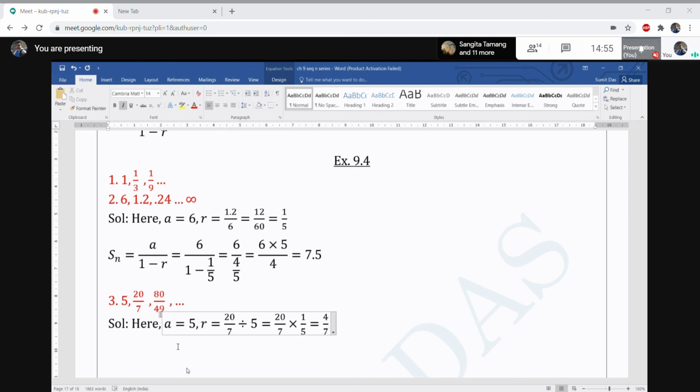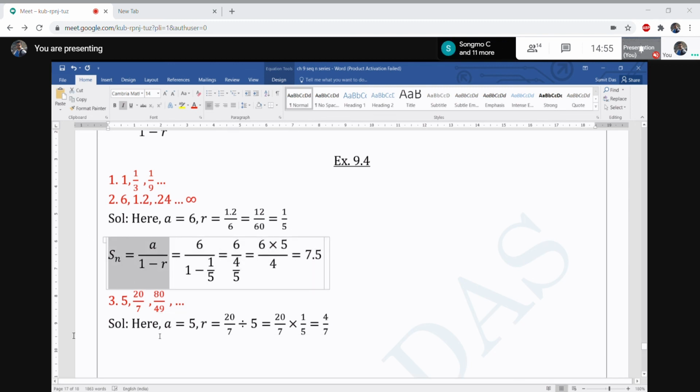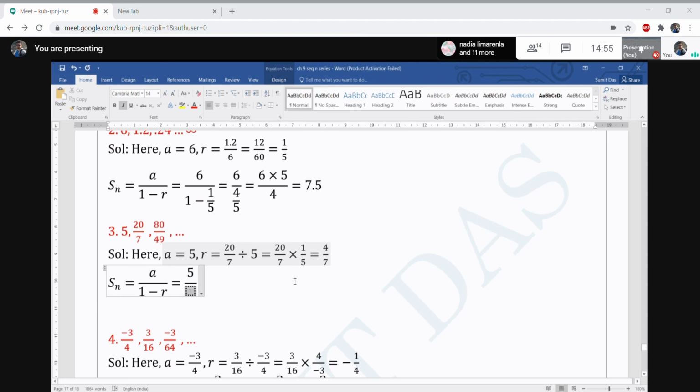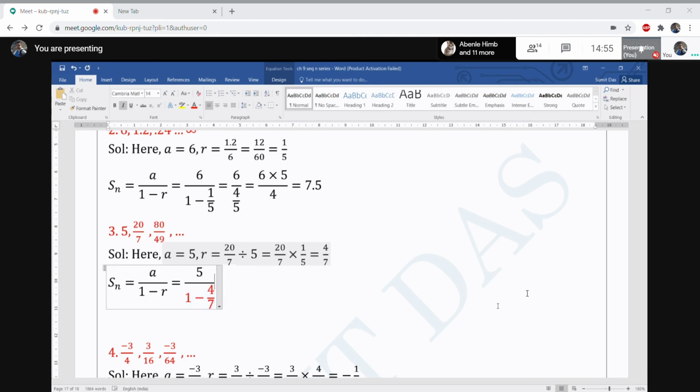Now the Sn formula, same Sn formula. Put in the Sn formula. So it will be A equal to 5, then 1 minus 4 by 7, which is equal to 5 divided by 3 by 7, right? The next line, 7 will multiply with the numerator, divided by 3. So the answer will be 35 by 3. That's the answer.